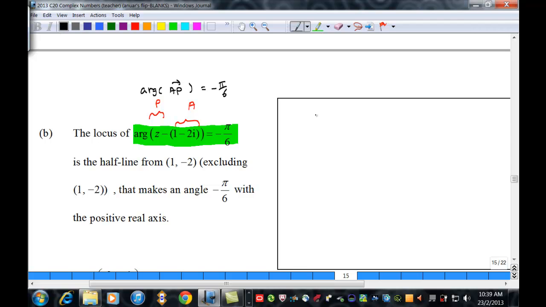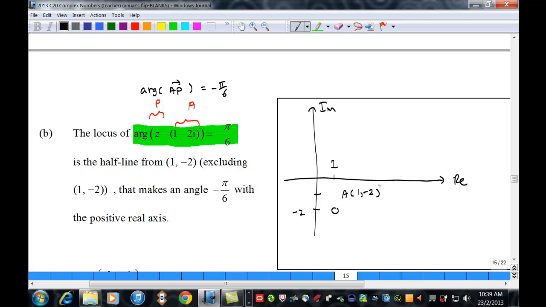So you have the imaginary axis, you have the real axis, and the point A: 1, negative 2. So this is the point A. Alright, so 1, negative 2. Make sure that there's a small circle at the point A, because for the half line, again let me repeat, the locus of the variable complex number z does not include the point A itself.